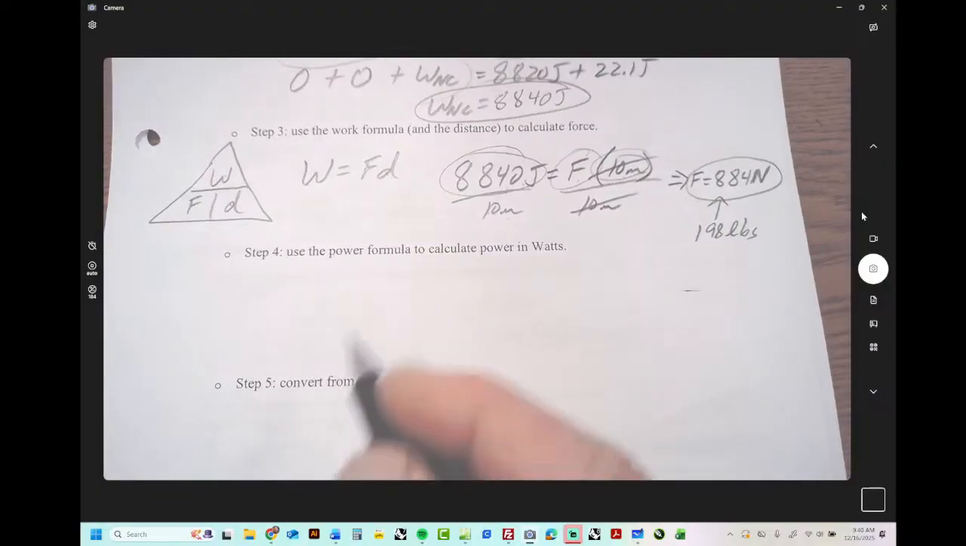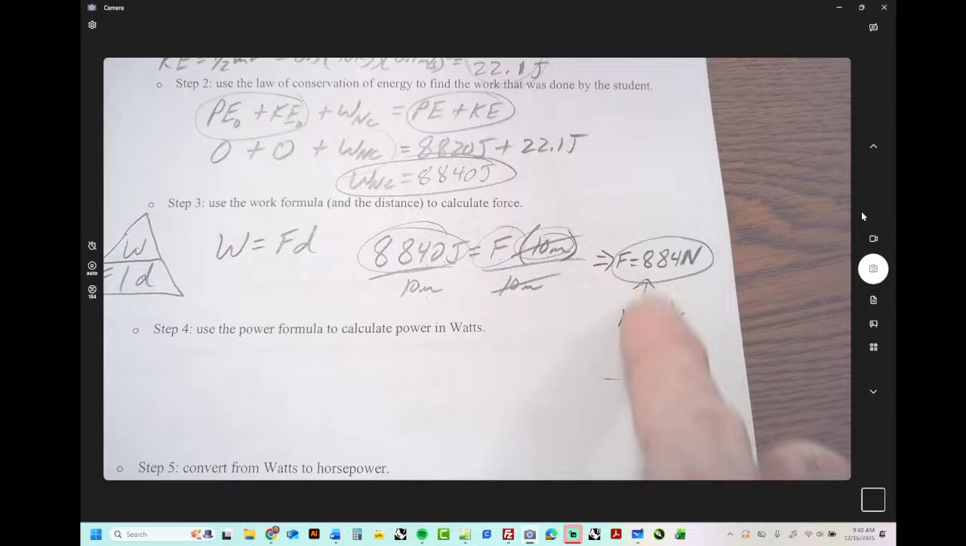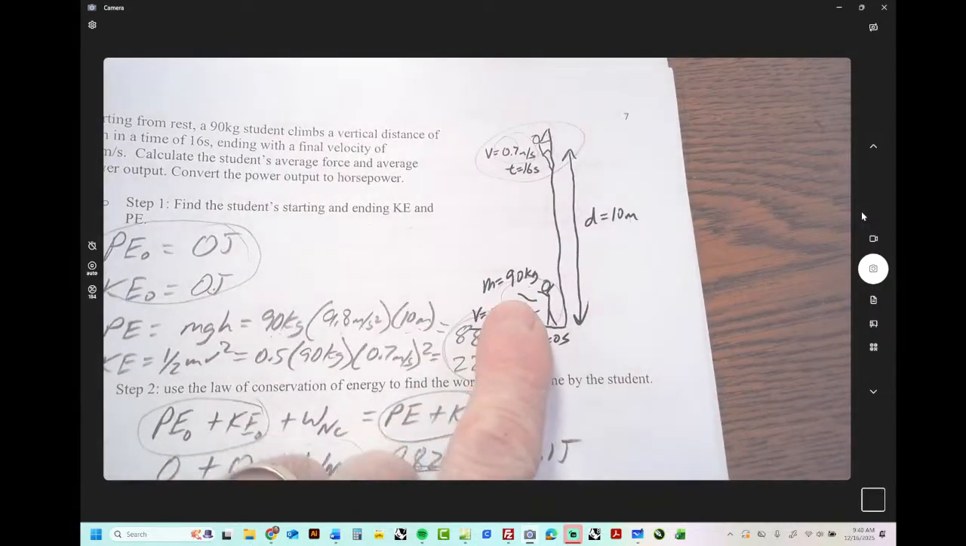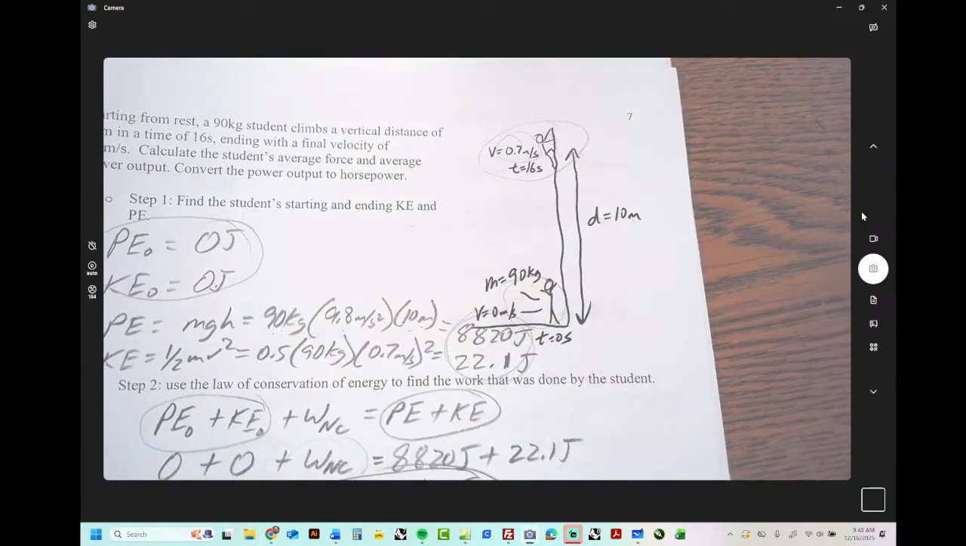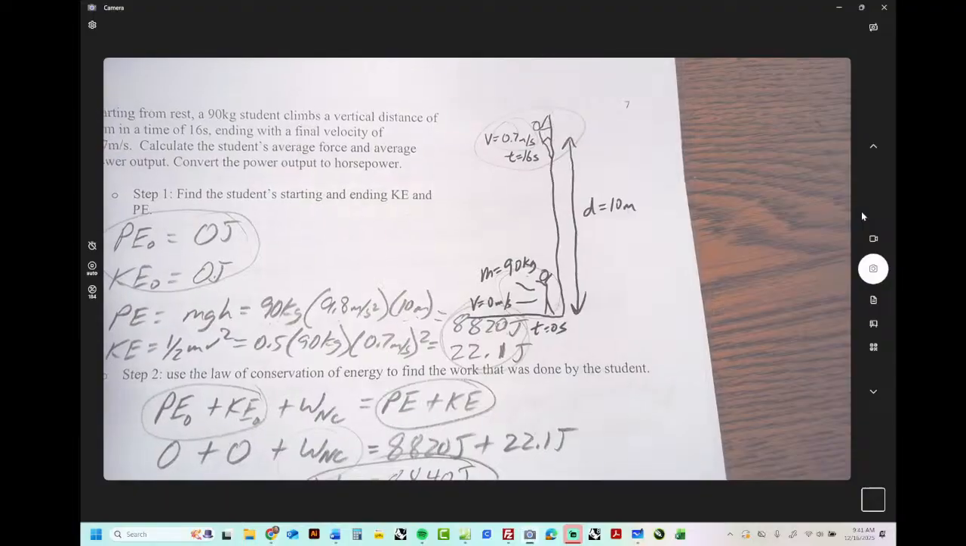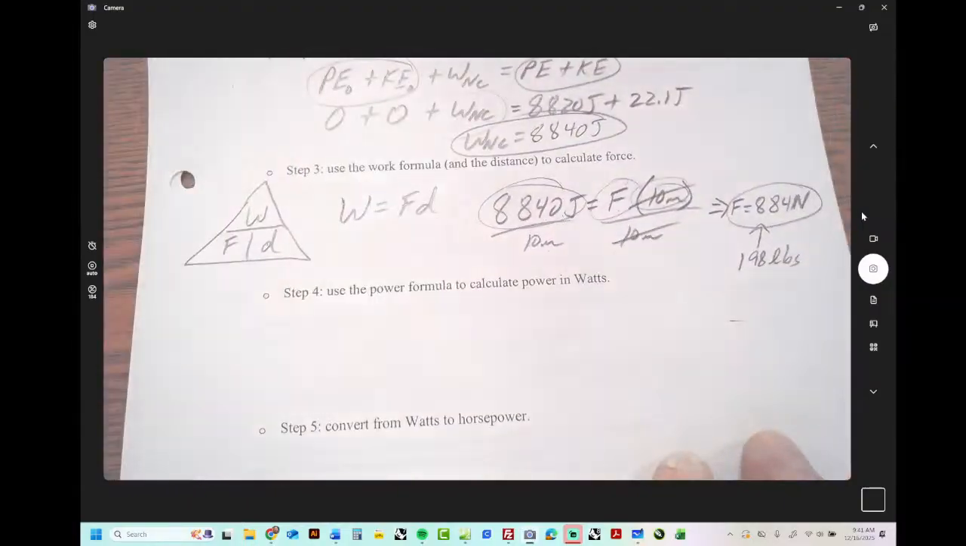Okay, so now the power formula to calculate the power in watts. And you don't have to do number 5. You don't have to convert it to horsepower. Oh, by the way, that 884 newtons is about 198 pounds. So this climber, it's a pretty hefty climber, 90 kilograms is a lot of mass, would have to exert a constant force of 884 newtons or 198 pounds in order to do this.